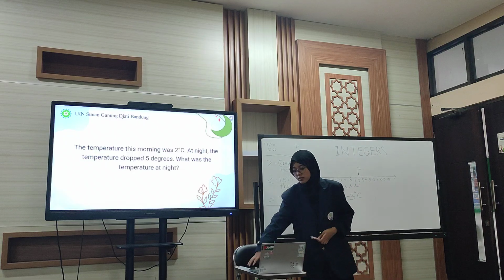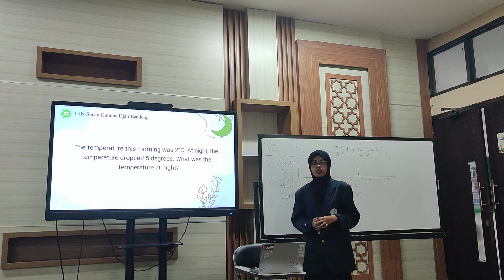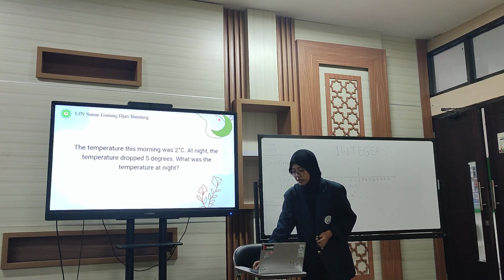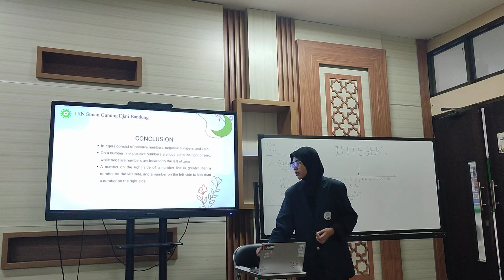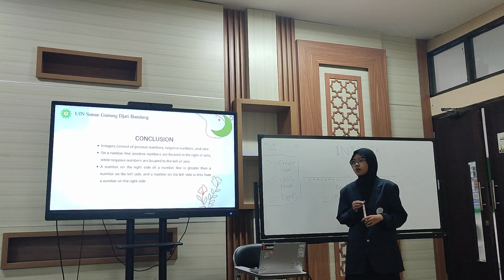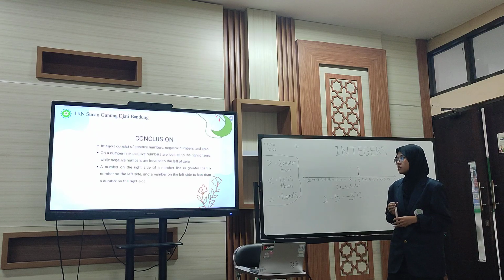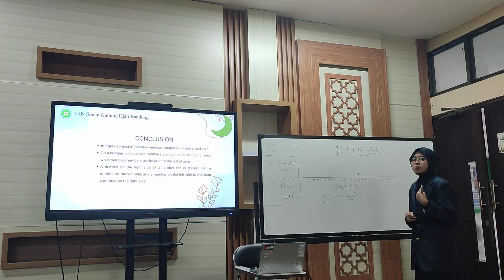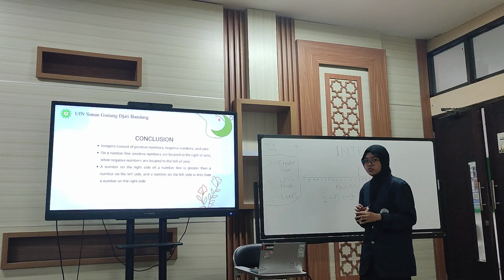Okay. The lesson ends here, but before we close the lesson, we have a conclusion. What did we learn today? First, the integers. We learned that integers consist of positive numbers, negative numbers, and 0. And we learned about a number line, a straight line that contains numbers in order.